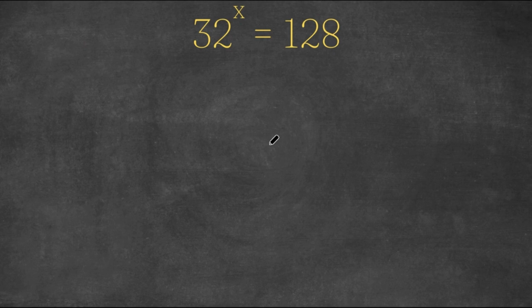In today's video, I'm going to be teaching you guys how to solve this exponential equation. So we have 32 to the power of x equals 128, and we want to find the value of x. So our main objective for this equation is to change it into the form a to the power of x equals a to the power of y.